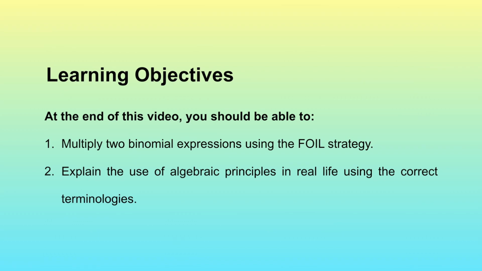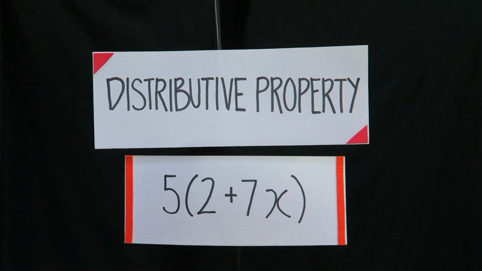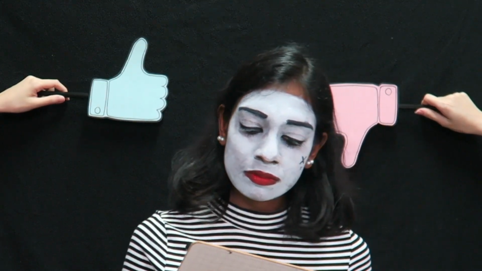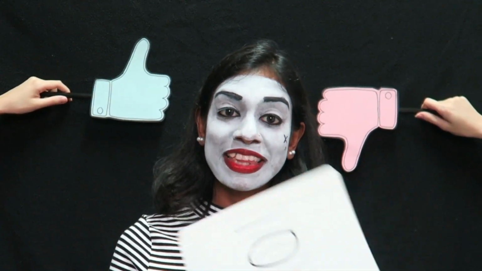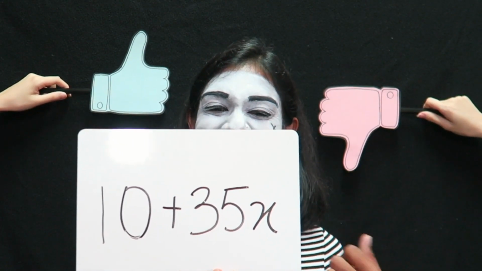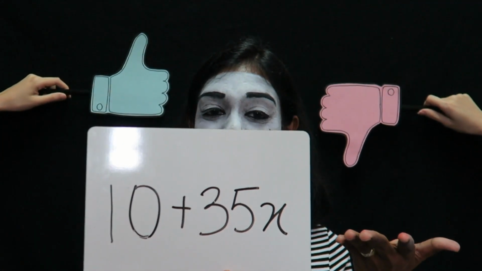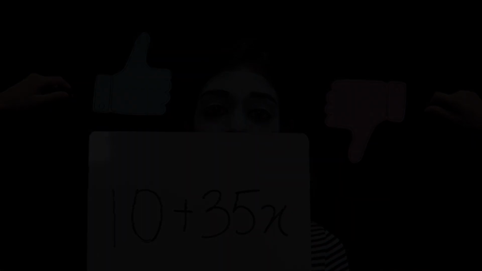Before we begin, do you remember the lesson on distributive property where we multiplied a monomial with a binomial? Pause this video and try to expand this expression on your own. The answer should be 10 plus 35x. Very good! Good job if you managed to obtain the correct answer too. But if you did not, please look back at the previous video.